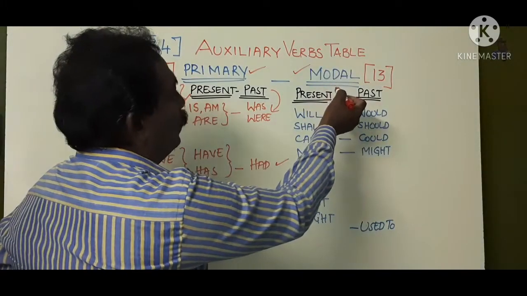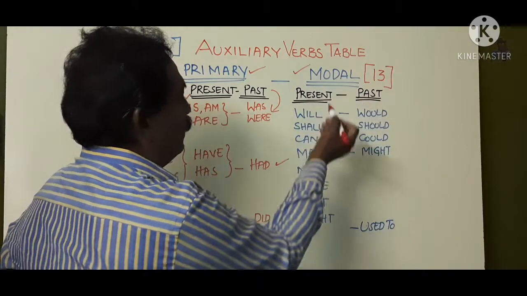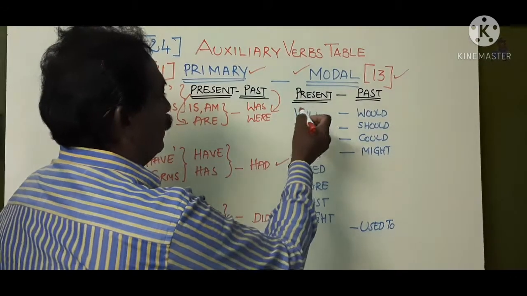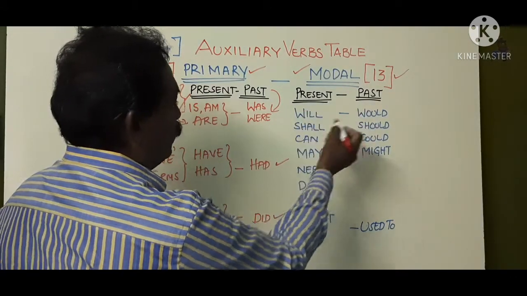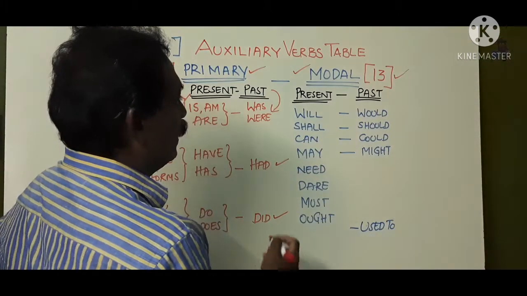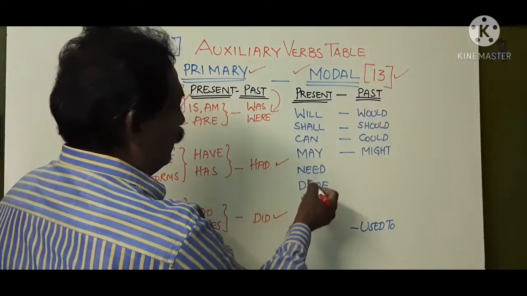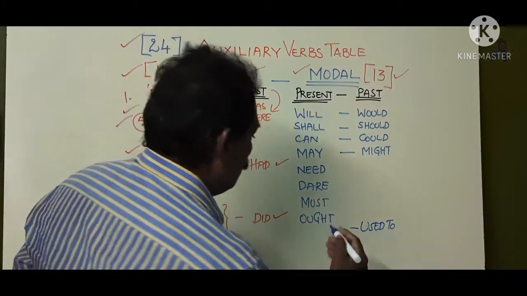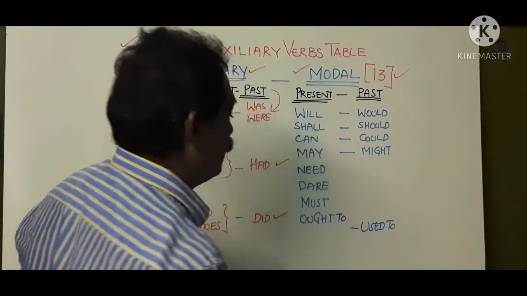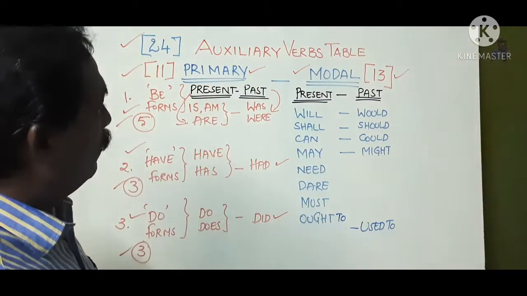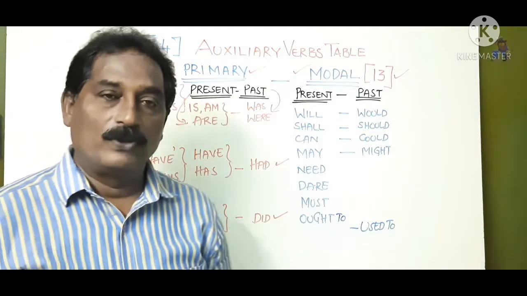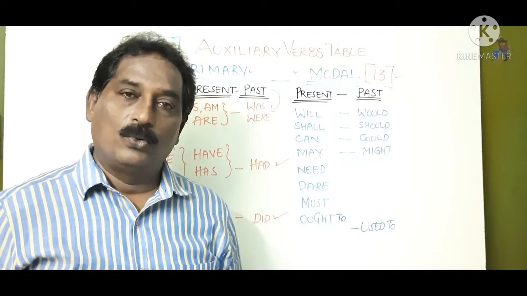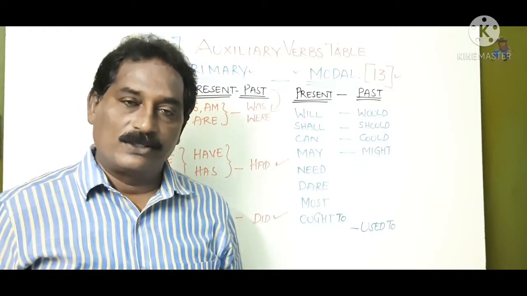Next comes modal auxiliaries. Modal auxiliaries are 13 in number, as it is written on the board. You can see: will, would, shall, should, can, could, may, might. They are used for present and past. Then need, dare, must, ought to, used to. These are all very useful and helpful for making your sentences in English, along with main verbs. Let us see separately.